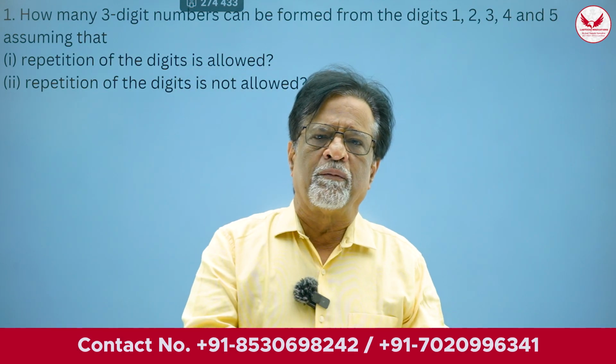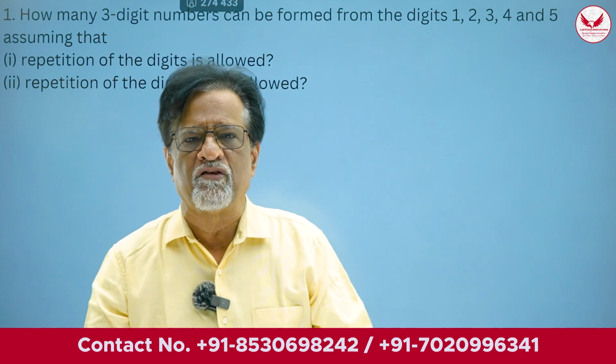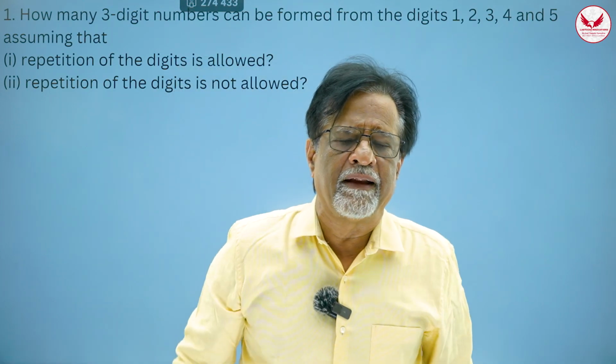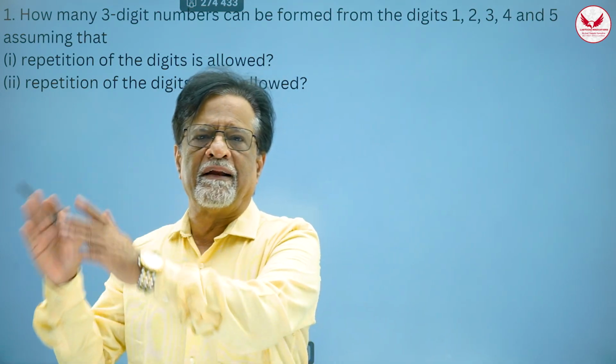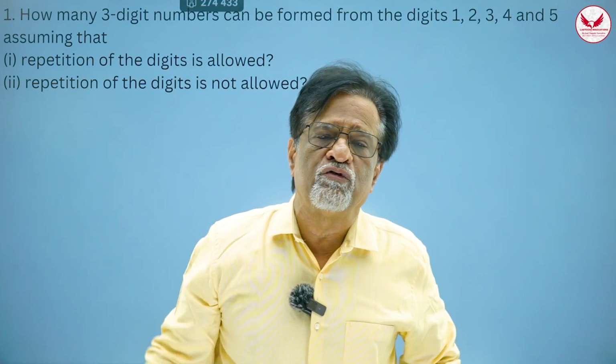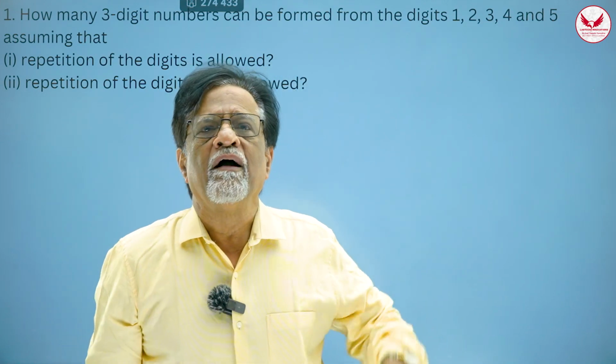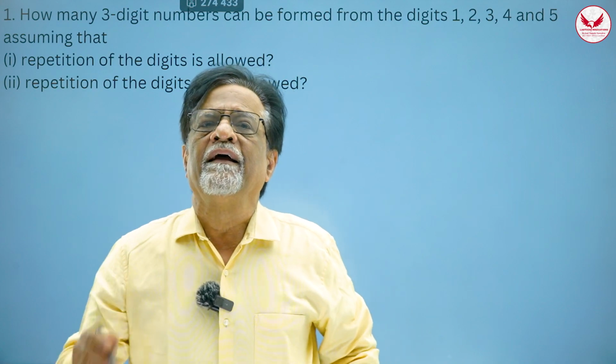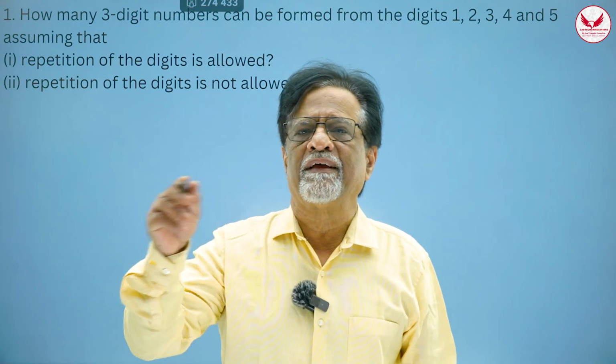And there was another principle called the addition principle. Addition principle means job A can be done in m ways and job B can be done in n ways. Then either of the two jobs, not two jobs simultaneously, only one of them, can be done in how many ways? That is m plus n ways.